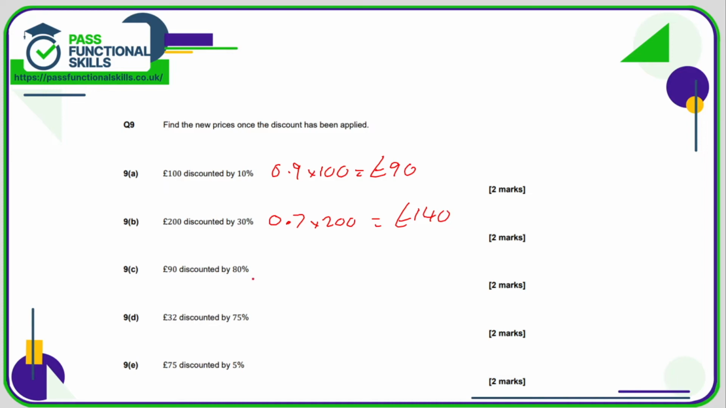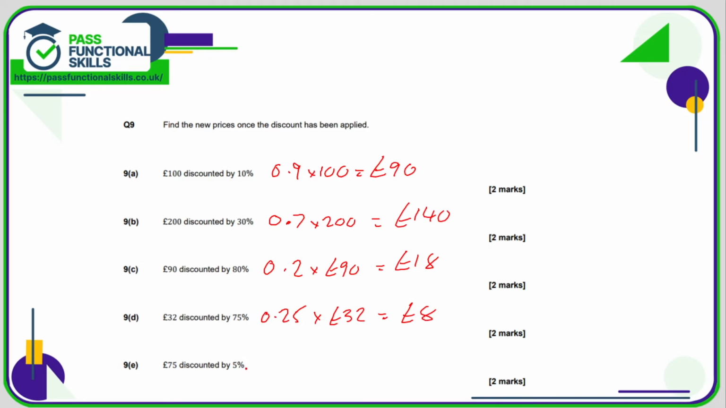If something is discounted by 80%, that means it's 80% off, so you pay 20%. So what is 20% of 90? The multiplier for 20% is 0.2, and 0.2 multiplied by 90 is £18. If something is 75% off, then that means you pay 25%. So what is 25% of 32? The calculation is 0.25 multiplied by 32, and that is £8.